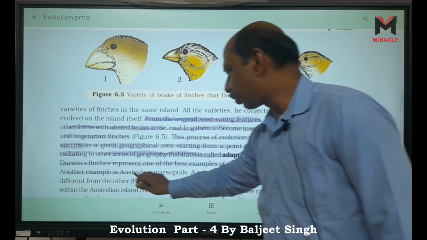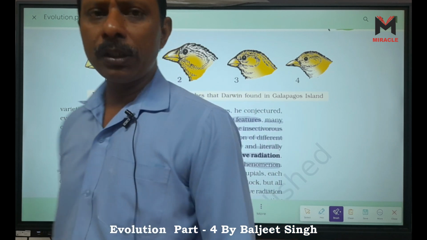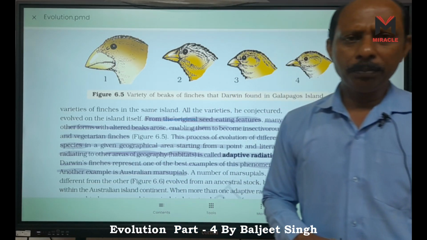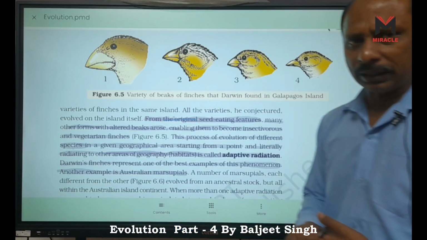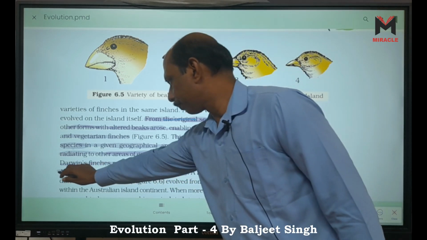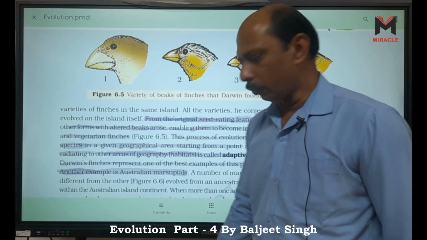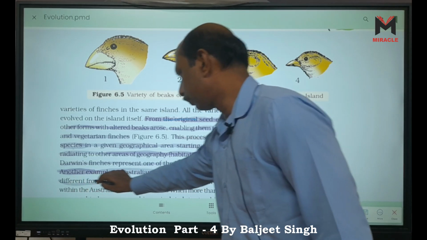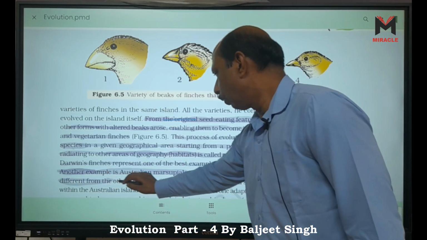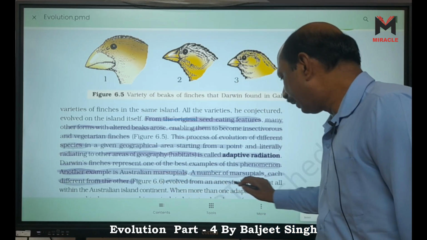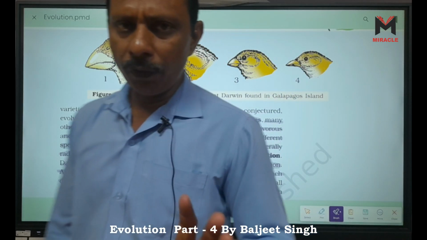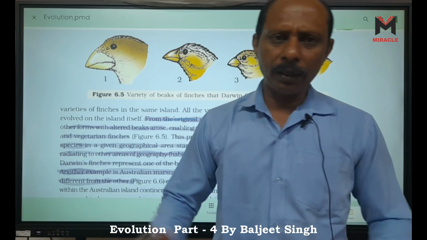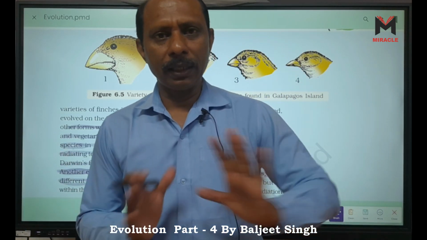Another example is Australian marsupials. You know, mammals are further divided into three subclasses: Prototheria, Metatheria, and Eutheria. Marsupials come under Metatheria, right? Australian marsupials means animals like the kangaroo. A number of marsupials, each a different form, evolved from an ancestral stock. They evolved from a single type of ancestor according to the habitat, because Australia is a very big area, right? But it is isolated. Why is it called isolated?